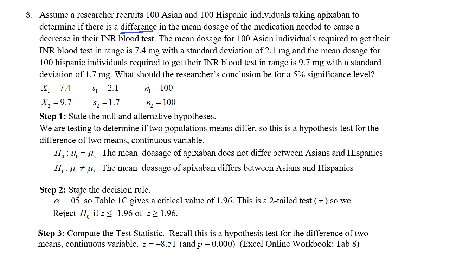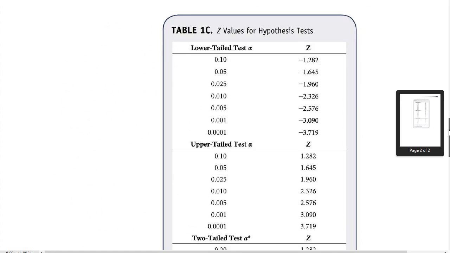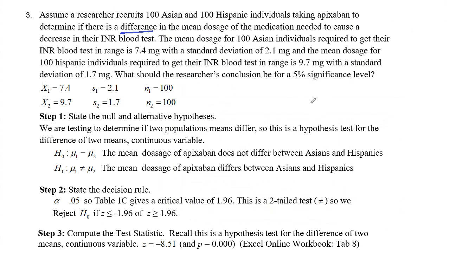Step 2, decision rule. So table 1C will give your critical value of 1.96 for a two-tailed. So if we go back here to our table 1C, lower tail, upper tail, got to come down to a two-tailed test here. 0.05 right there, 1.96. So that's how we got this value.